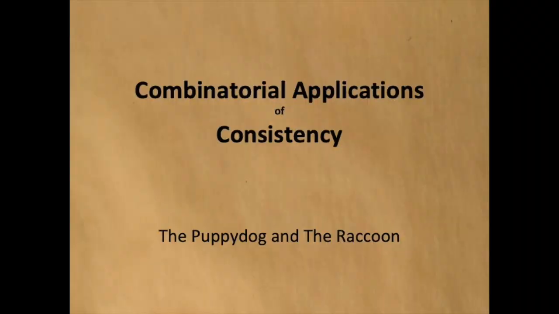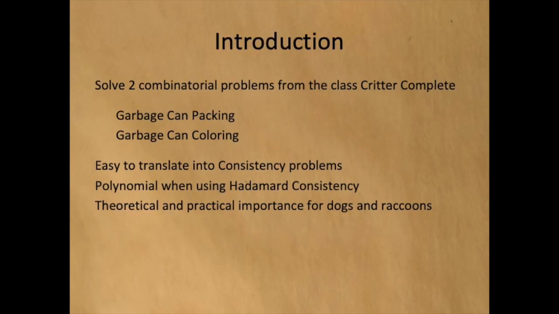In this video, we're going to talk about combinatorial applications of consistency. We will solve two combinatorial problems from the class Critter Complete, garbage can packing and garbage can coloring. We choose these two problems because they are remarkably easy to solve with consistency. They can be solved in polynomial time when using Hadamard consistency, and these problems have both theoretical and practical applications for dogs and raccoons.